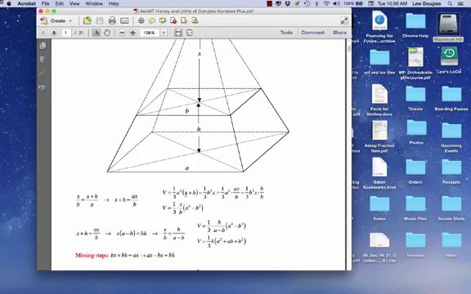Then the volume of a pyramid is 1/3 the area of the base times the height. So the volume is going to be 1/3 a squared times the height, which is x plus h of the full pyramid, minus the volume of the smaller pyramid. And then there are some algebraic steps here that are a little tricky, and they come from some of the work that's done down here.